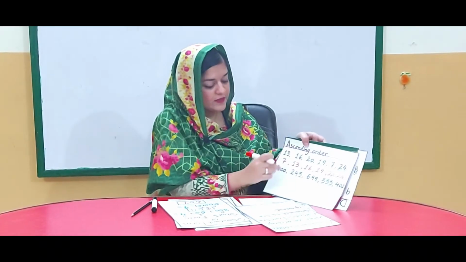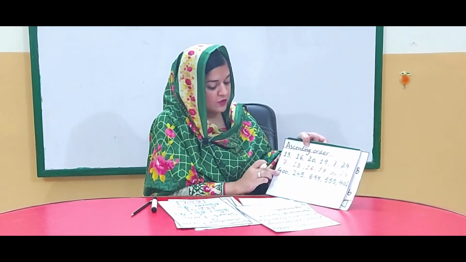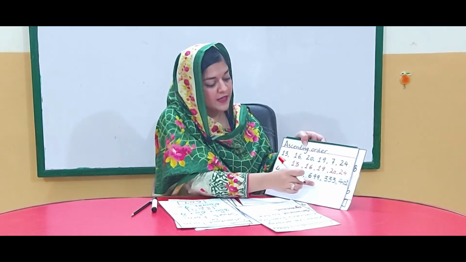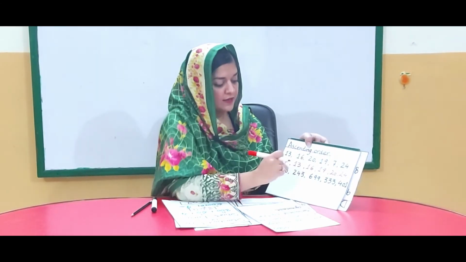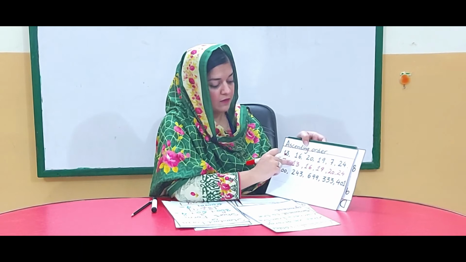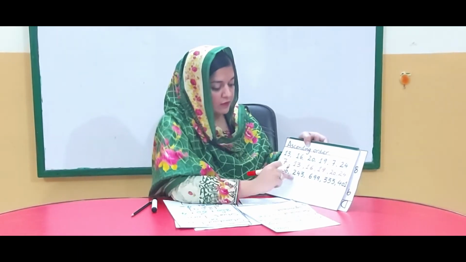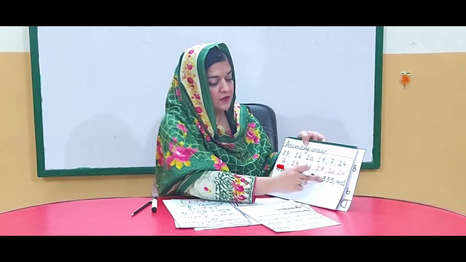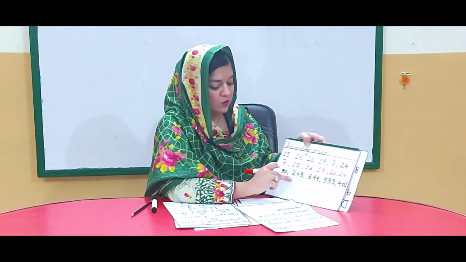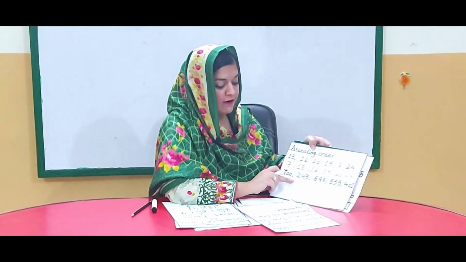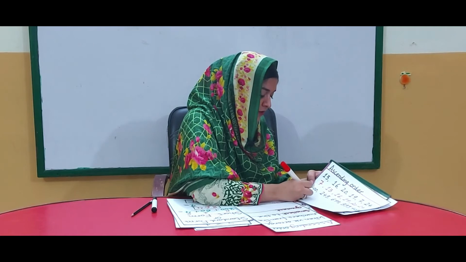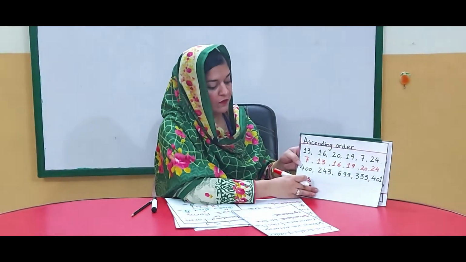Okay, now move towards the next example. The series which is given to us is 400, 243, 699, 333 and 401. Now we will arrange this the same as we have done above. Clear? First we will take the lowest number, among 400, 2, 6, 3, 4. Obviously 2, it is the smallest one. So we will write 243 first.